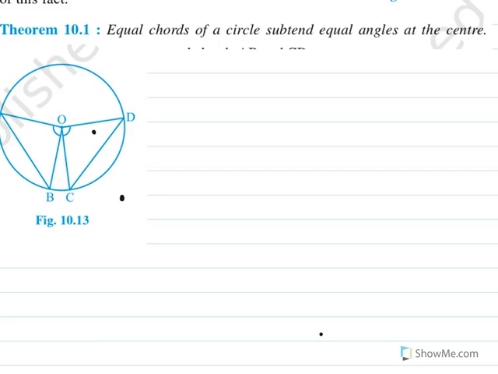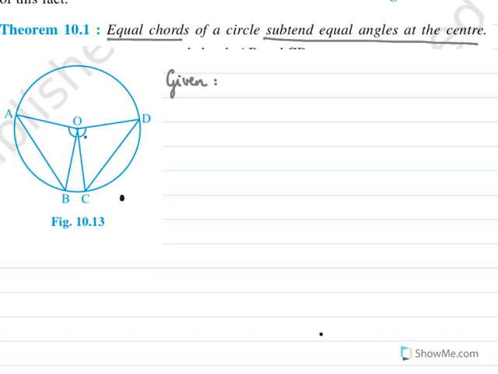Theorem 10.1. Prove that equal chords subtend equal angles at the center. So here you're given two equal chords, CD and AB. We have to show they subtend equal angles at the center.